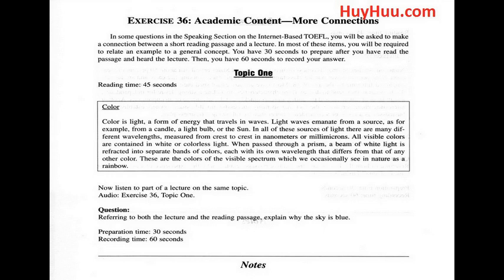Now read the passage about color. You have 45 seconds to complete it. Please begin reading now.